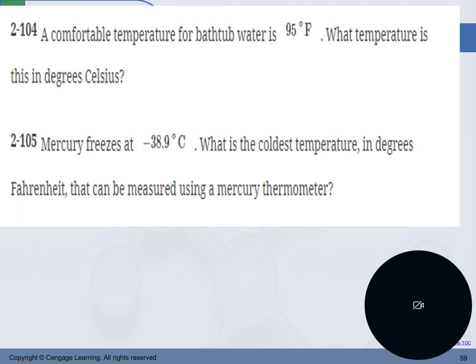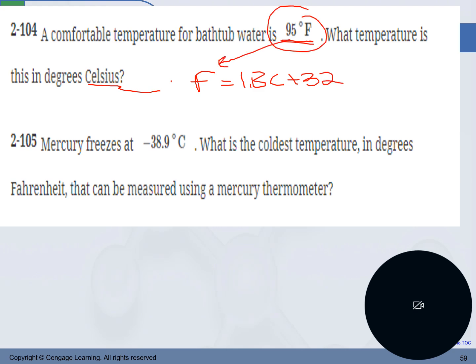Here's a little bit of practice with our temperature scale conversions. Okay, we're looking for this temperature to be converted into Celsius. So remember, our Fahrenheit is equal to 1.8 Celsius plus 32. 95 would go in here. And then it's just a little bit of algebra. Subtract your 32, get an answer, divide by 1.8, and you end up with 35 degrees Celsius.